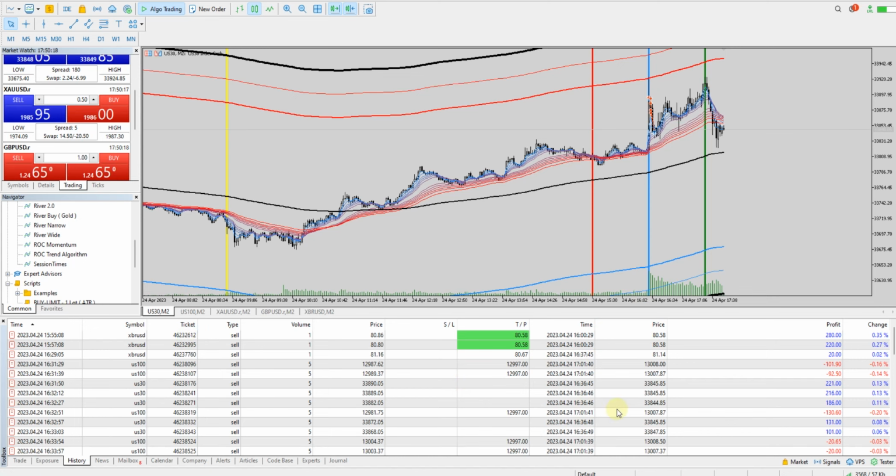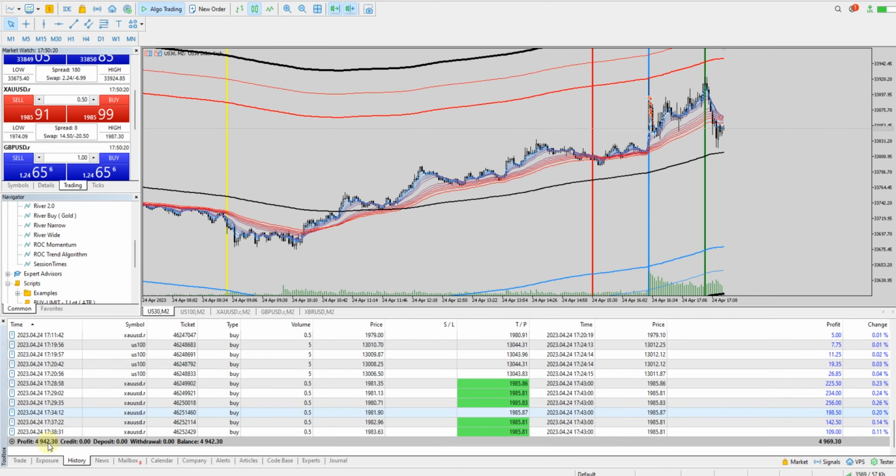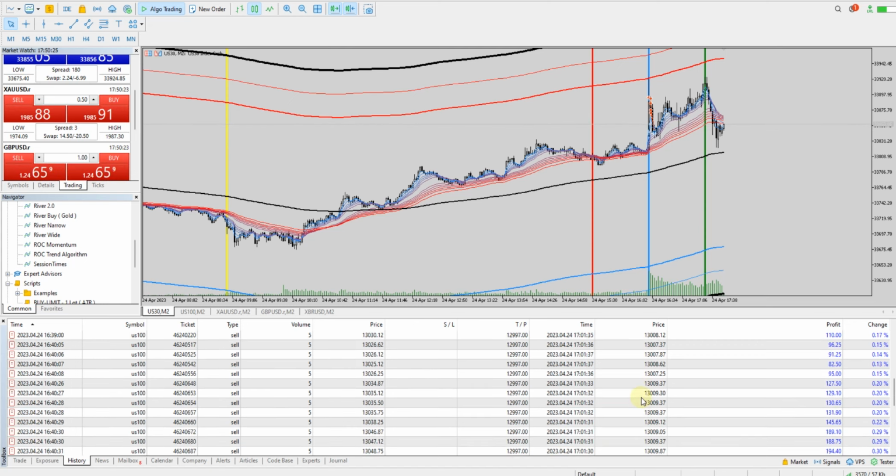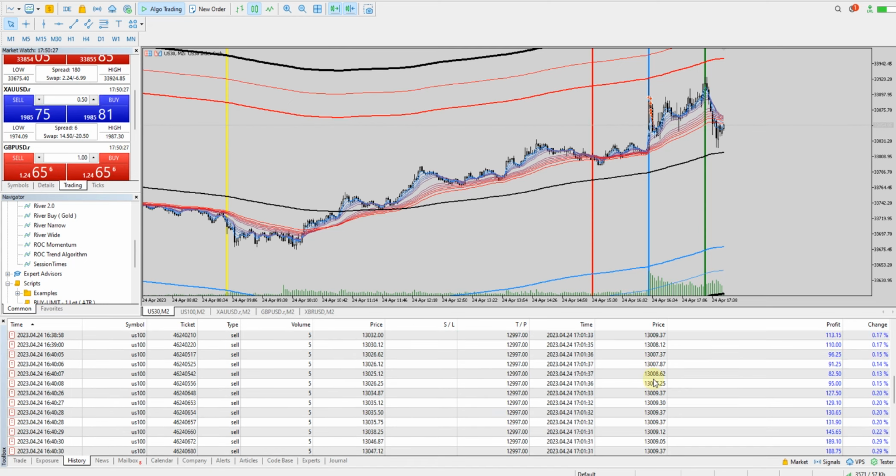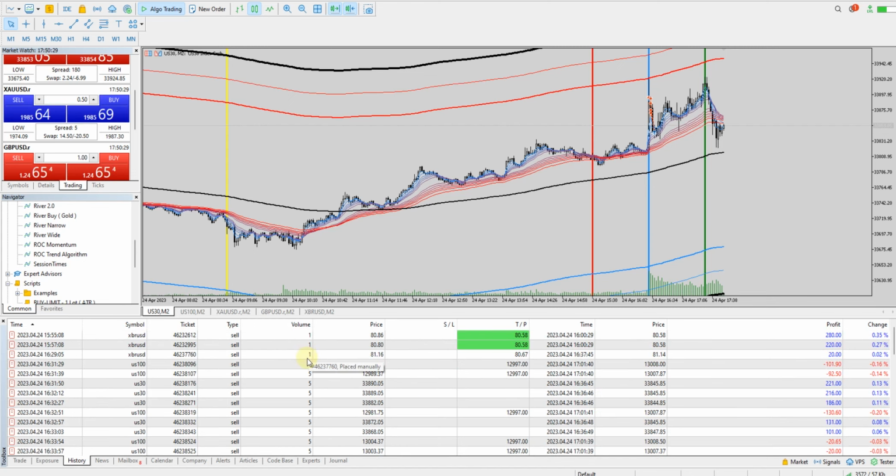so US 30 this morning. I've done 4,942, which is great, and all within risk rules. You can see my volume here, so 5 lots, 0.5 lots. Using multiples of it, but I've dropped my lot sizing.